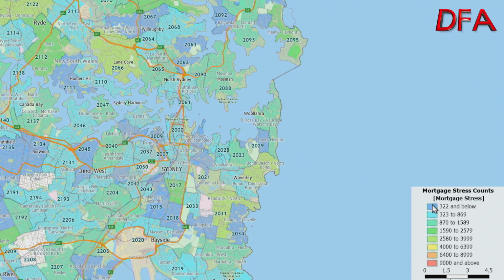Now let me just switch across and talk to you about the stress mapping, seeing as I got the stress maps up. Just to explain, the maps here are a way of trying to show you in visual form where the mortgage stress is, and we use the same colour coding. This is actually based on Sydney at the moment, and the bluey colours are the lowest stress. We go up to the yellow and the orange and the red, and more than 9,000 is the highest.